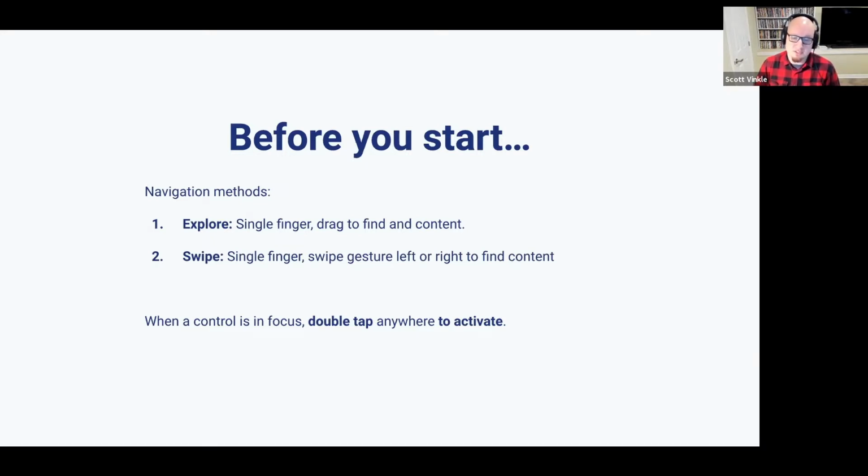And the other method, called swipe: use a single finger and swipe right anywhere on the screen. This allows the screen reader to locate and announce content items on the screen in a top to bottom, left to right sequence. Swiping left will find items in the reverse order. Once a piece of content is in screen reader focus, you can double tap anywhere on the screen to activate it. This is important to remember, especially when attempting to disable the screen reader afterwards.